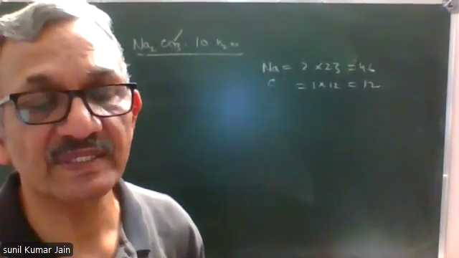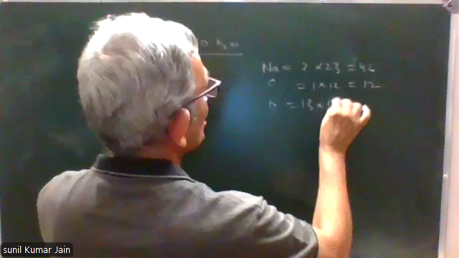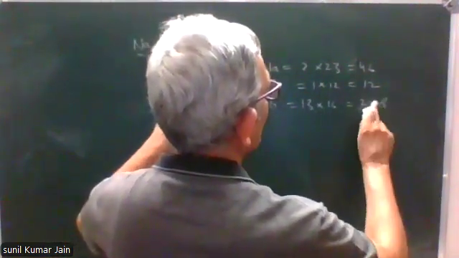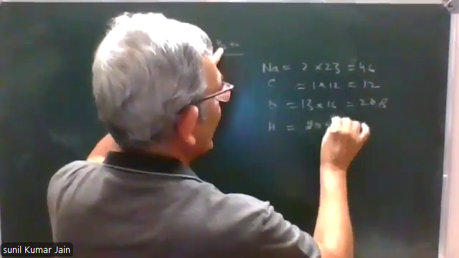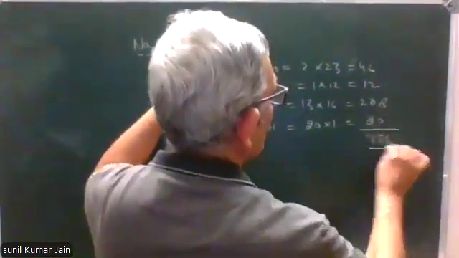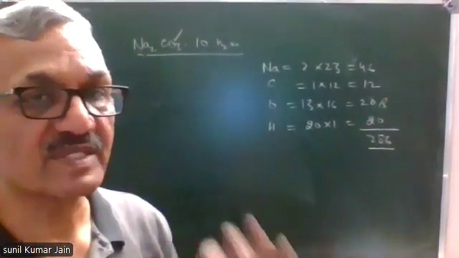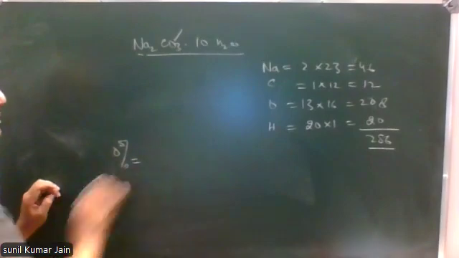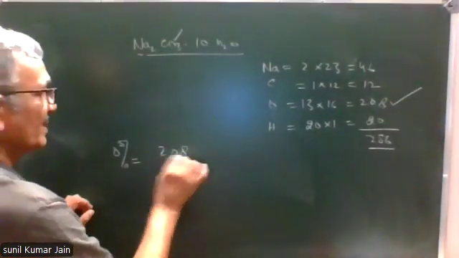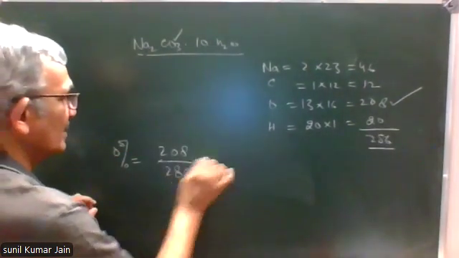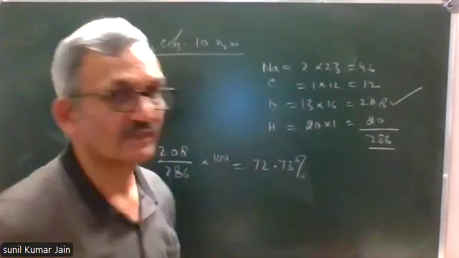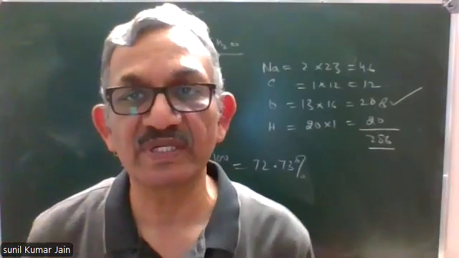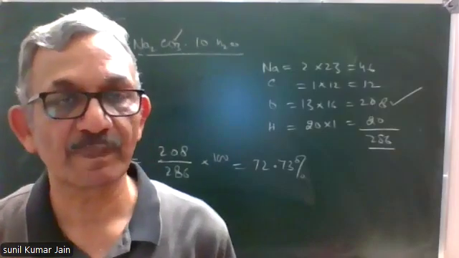Oxygen: can you tell me how many atoms of oxygen are present? 13. So oxygen is 13 into 16, 208. Then hydrogen, 20 atoms of hydrogen into 1. The total is 286. We have to calculate the percentage of oxygen. The percentage of oxygen will be the contribution of oxygen divided by total molecular weight into 100. This will be 72.73%. That's how we'll calculate the percentage of any element present in the given compound.